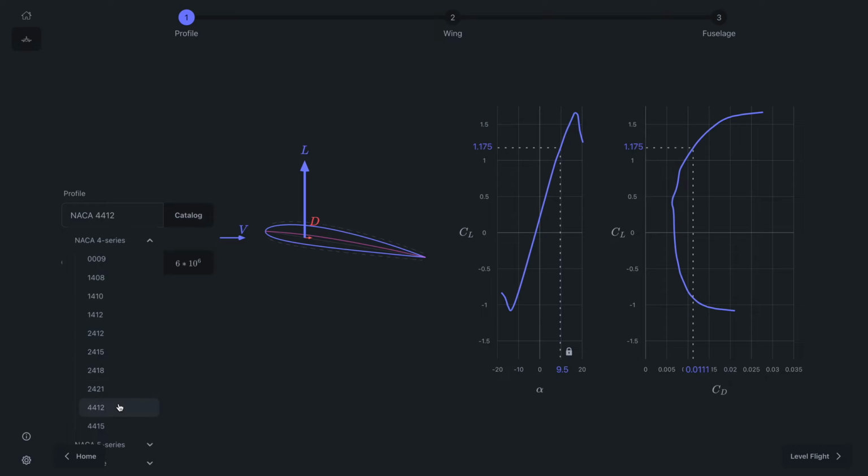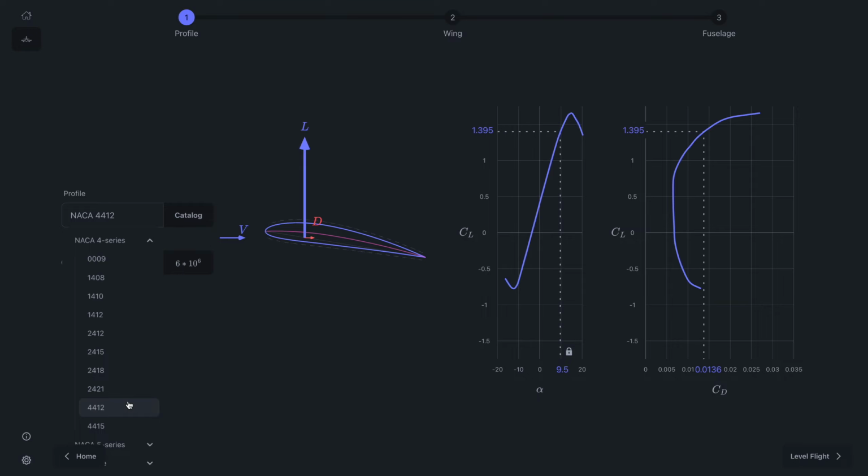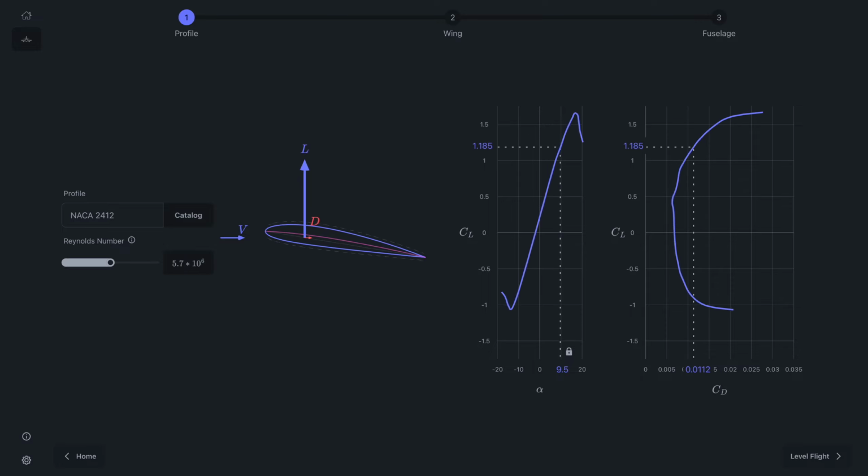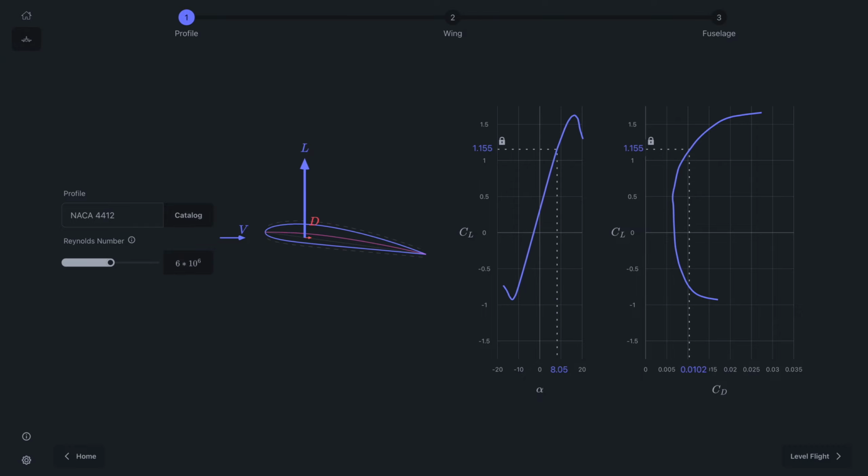We can see how increasing the profile camber corresponds to an increase in lift created by the airfoil. More camber means more air deflected and the lift is higher. This also means that we need a shallower angle of attack in order to generate the same lift force. This gives an advantage, as at the same time the drag decreases.